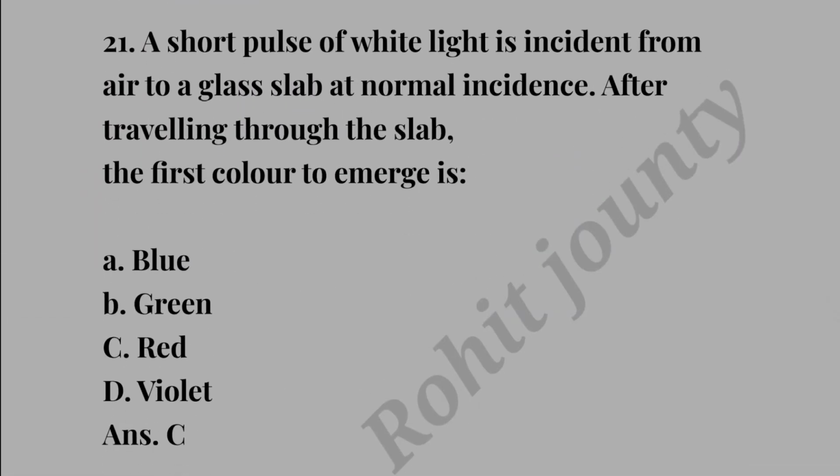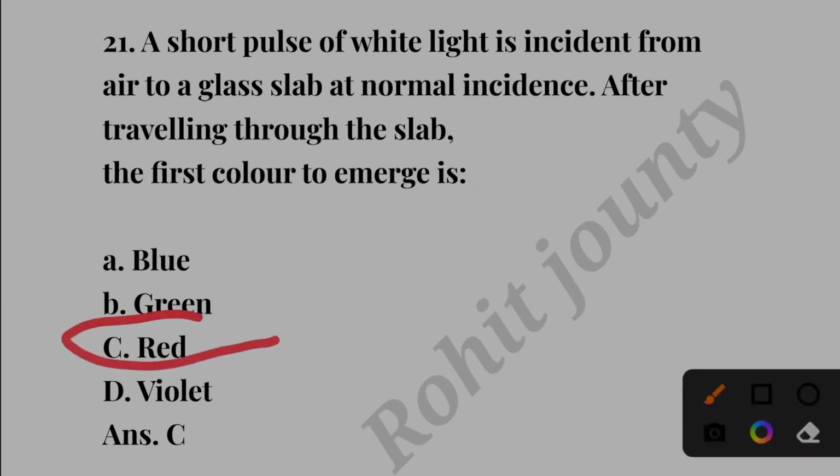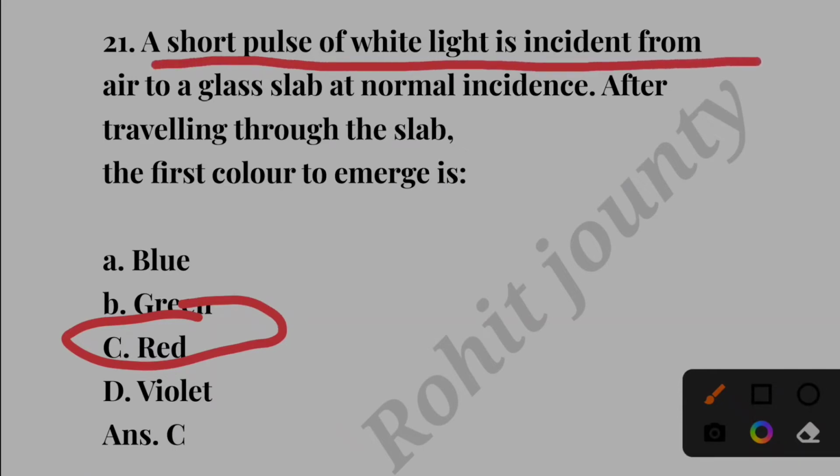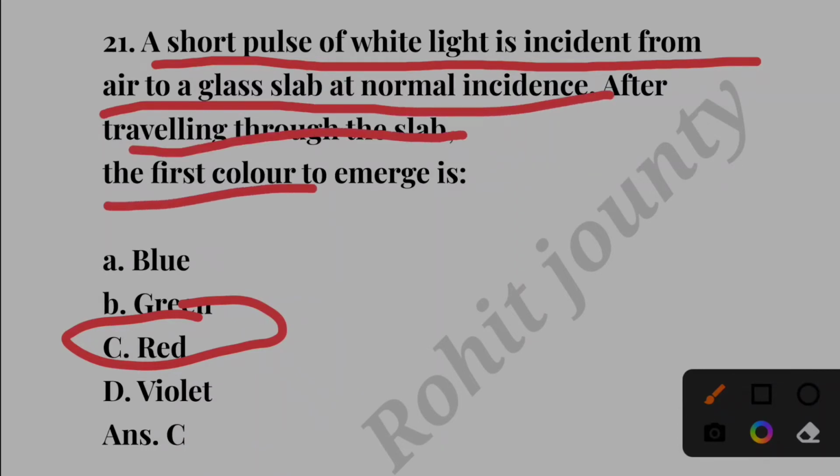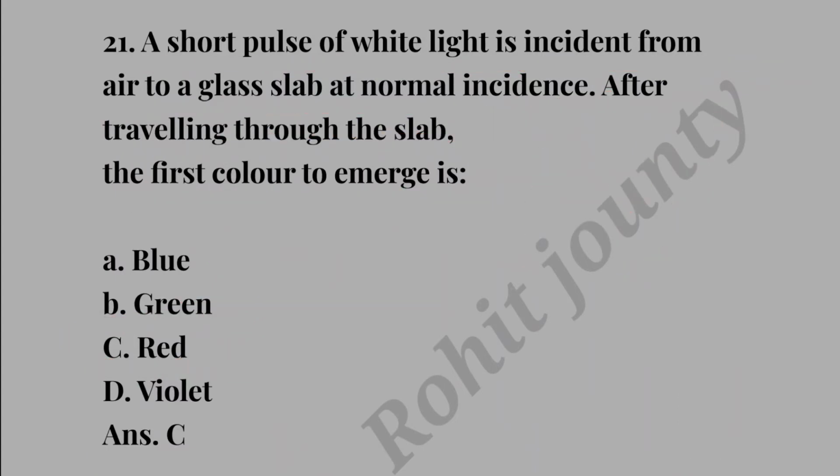Question number 21. A short pulse of white light is incident from air to a glass slab at normal incidence. After traveling through the slab, the first color to emerge is option A blue, option B green, option C red, option D violet. The correct answer is option C red. The first color to emerge is red. Option C is the correct answer.